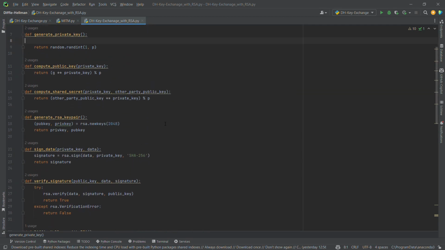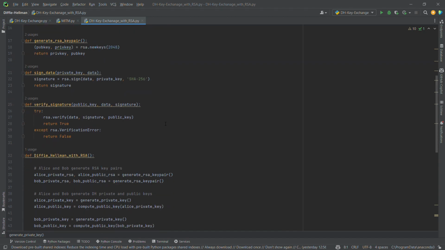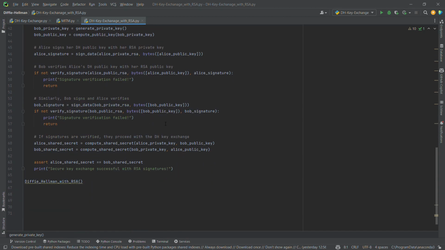So it's not perfect either, but this is where other technologies such as TLS, certificate authority, and public key infrastructure, PKI, come in. But from these examples, I think we are able to see the importance of digital signatures and of verifying and authenticating our keys.